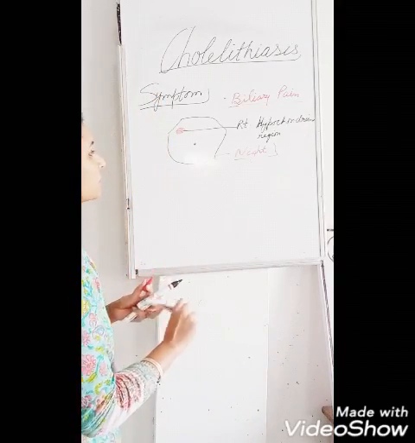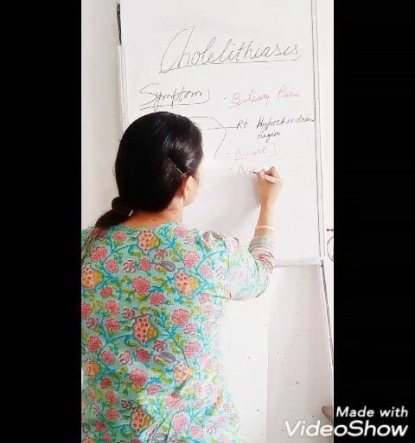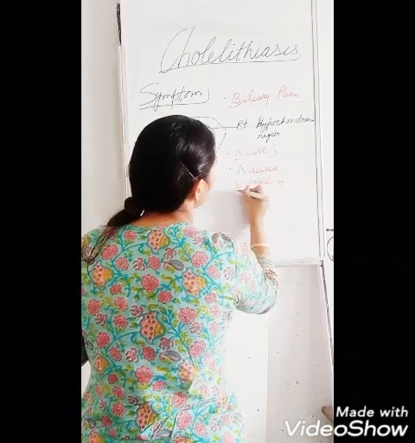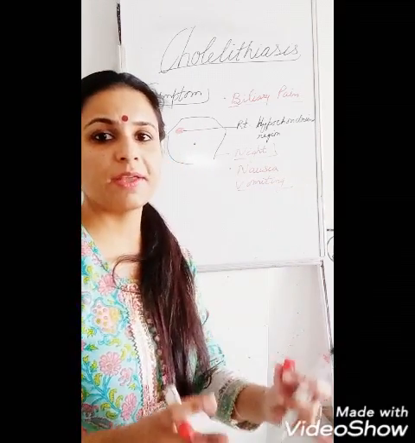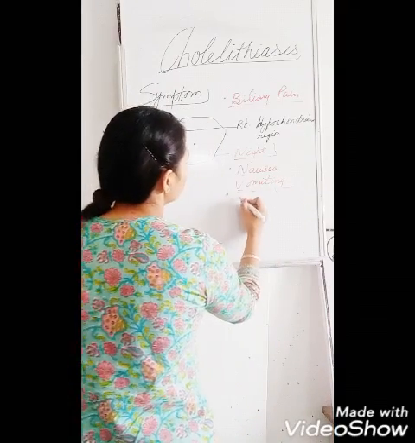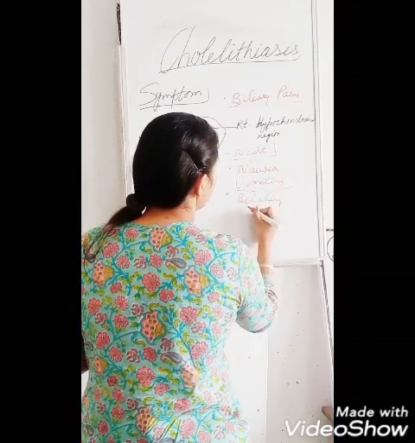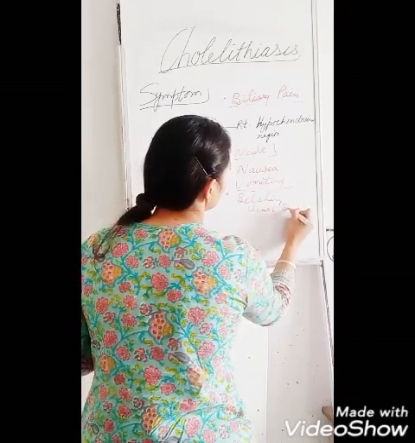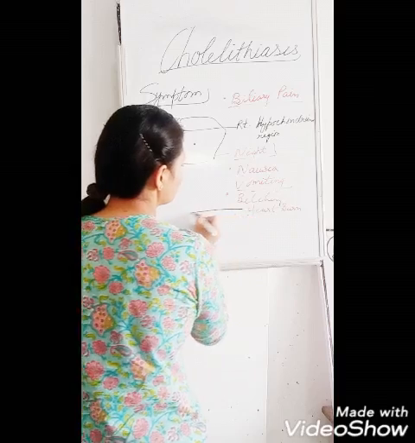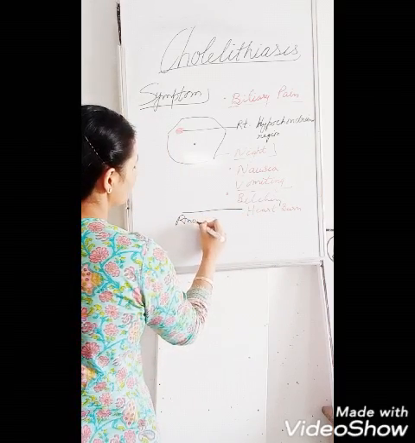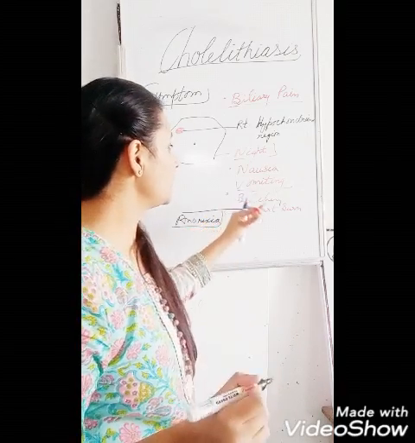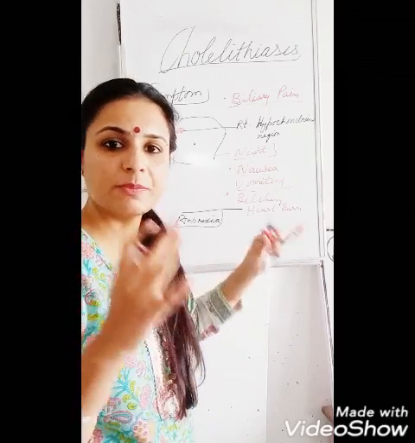And accompanying other features will be nausea. Vomiting is because of reflex pylorospasm. There is spasm of the sphincter. So there is nausea, vomiting, along with belching, heartburn. Then there is anorexia, fullness of abdomen, and vomiting, nausea, belching, heartburn, dyspepsia.